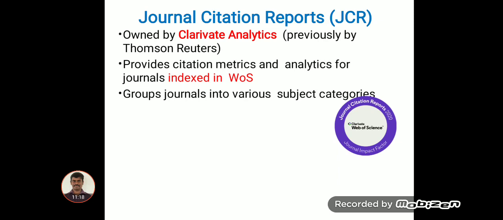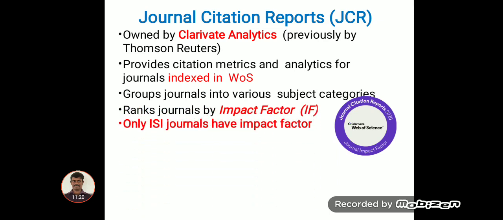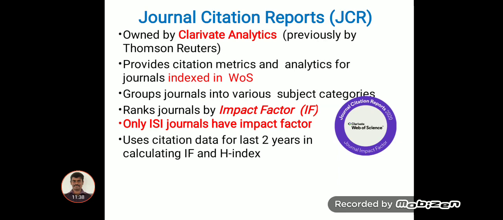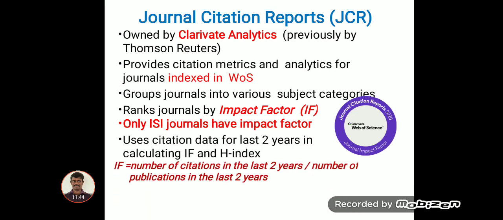It groups journals into various subject categories and gives a ranking by impact factor. And please remember, only ISI journals have the impact factor, which is given by Clarivate Analytics. It uses citation data for at least 2 years in calculating impact factor and H index. So we have already seen how they calculate the impact factor: number of citations in the last 2 years to the number of publications published in the last 2 years. So that is how it is simplified for the impact factor.